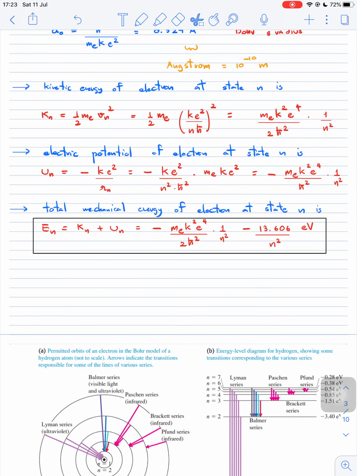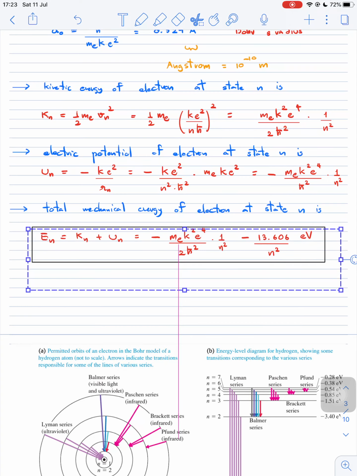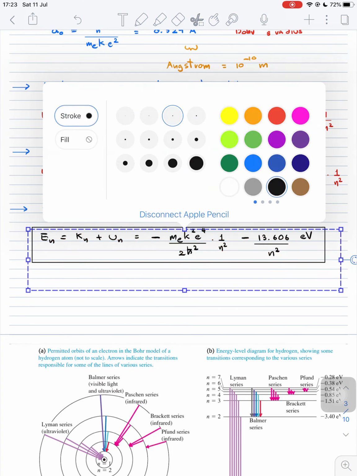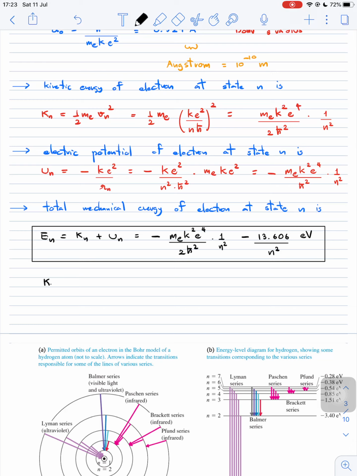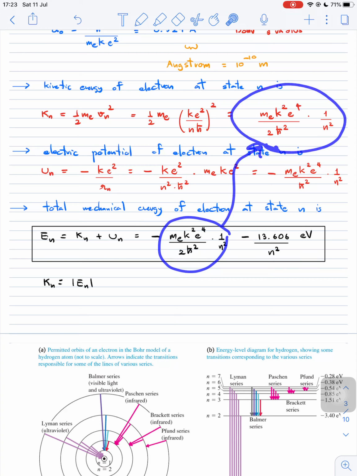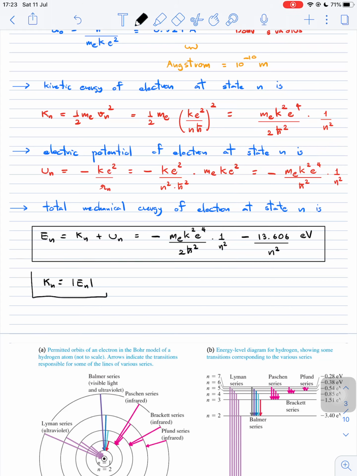Let me change the colors. One more thing that you can notice is, let's compare the Kn and the En. The Kn equals this value, which is positive. The Kn is equal to the absolute value of the En, because the absolute value of En is equal to this one, which is equal to the Kn. So these two are equal to each other, and we have this relationship.